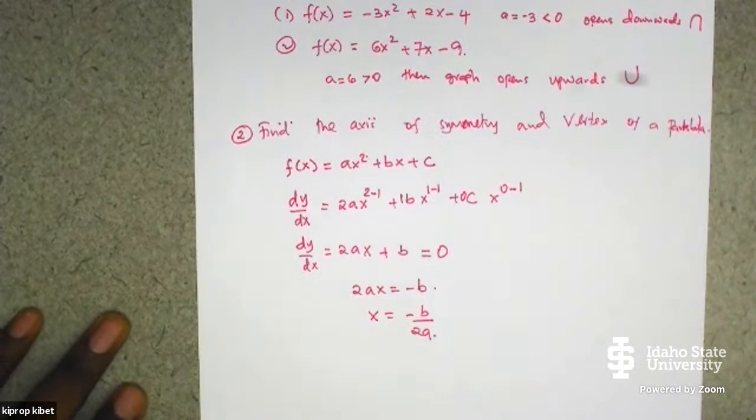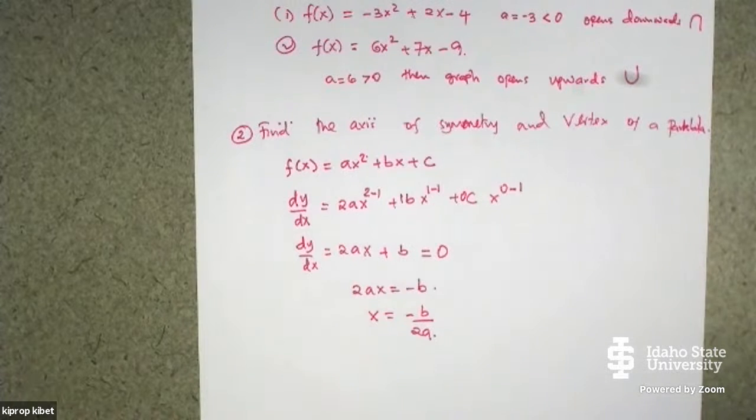B all over 2a. This is actually what we call maximum and minimum. So this x equals minus b all over 2a is the maximum point on this graph, or the minimum point. If it is facing down, then this is the point, x equals minus b all over 2a here, where it is turning. It is where the gradient at this point is 0, and the gradient here is 0.